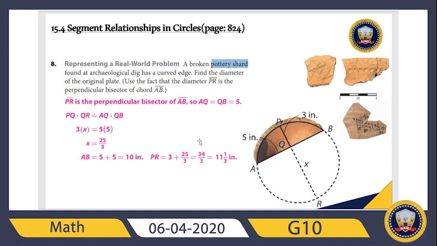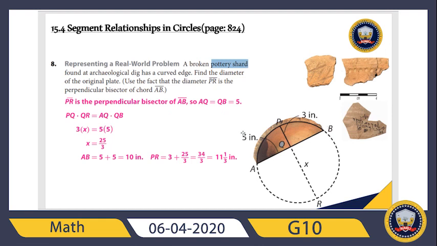Okay, so PR is the perpendicular bisector of AB. I forgot to mention that AB is bisected, so if this is 5 inches, then this is 5 inches as well. It is mentioned in the question already. Now AQ is 5, this is 5.